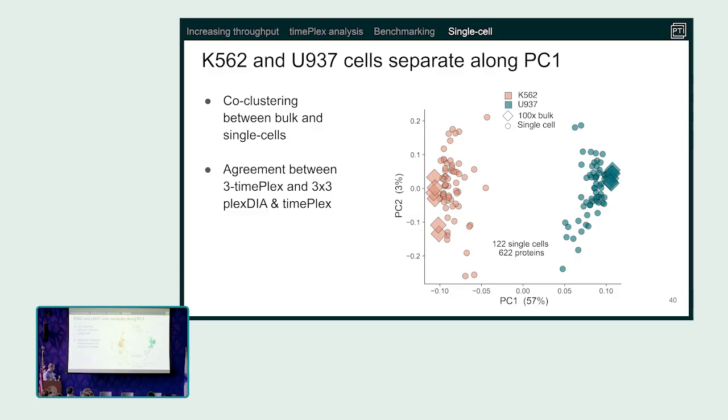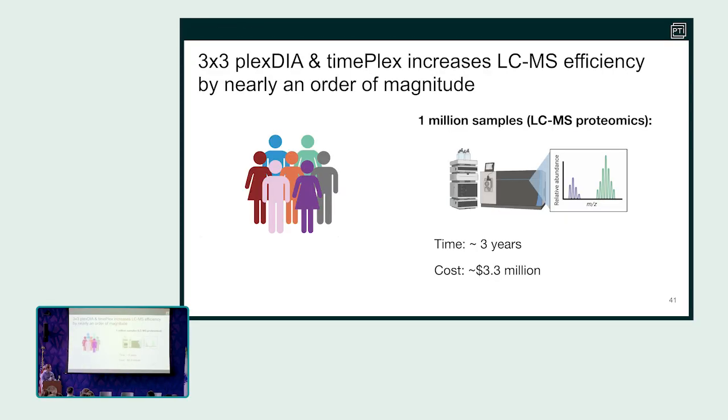So we also did some dimensionality reduction, and as expected, we're getting really clean separation between cell types. We projected the bulk samples into the same space as the single cells, and they are co-clustered as well. I think this shows a couple of things. The quantitation of the single cells seems to be good, and the methods of acquiring the data, one with timePlex alone and the other with this combinatorial timePlex plexDIA, are giving very similar results, which gives us more confidence in this technology as well.